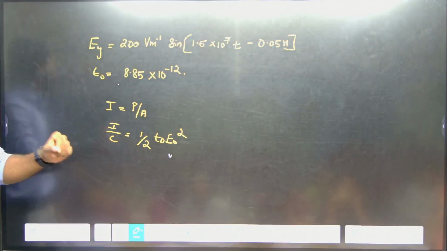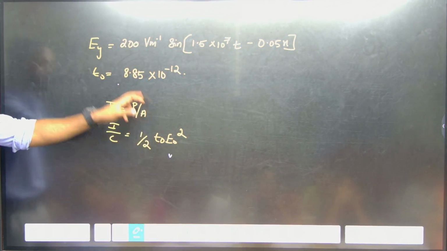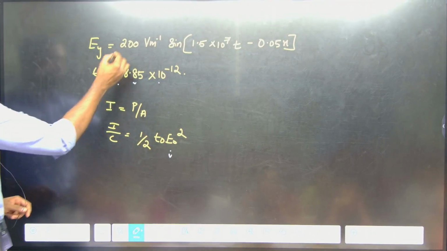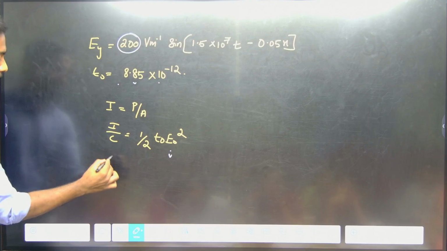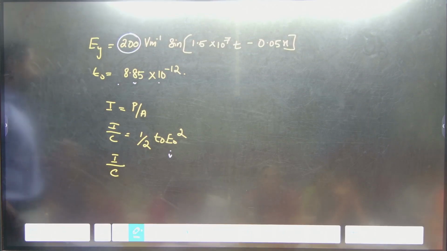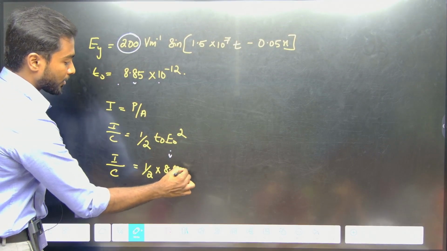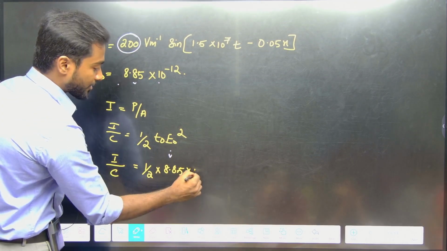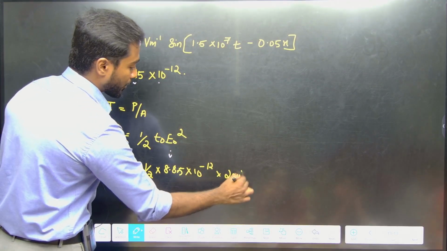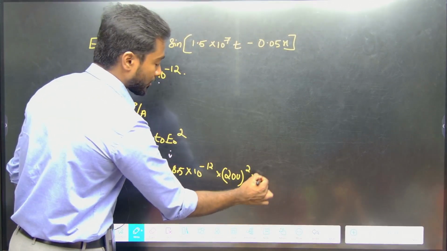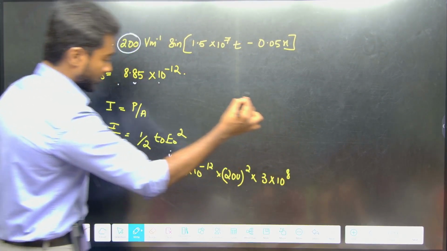So we know the value of epsilon naught they have given, 8.85 into 10 power minus 12. What is the value of E naught? The peak voltage, 200. Intensity by the speed of light in vacuum should be equal to 1 by 2 into 8.85 into 10 power minus 12 into 200 the whole square. But I need only intensity, so can I remove this C and multiply here, 3 into 10 power 8? So can you give the answer for this question?